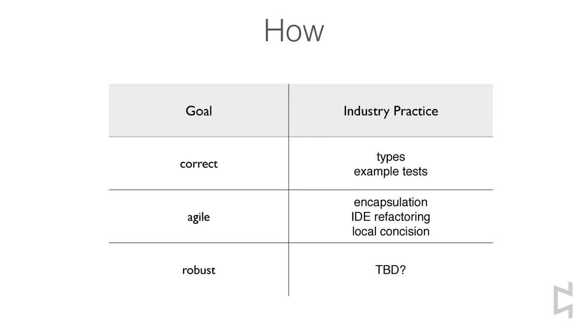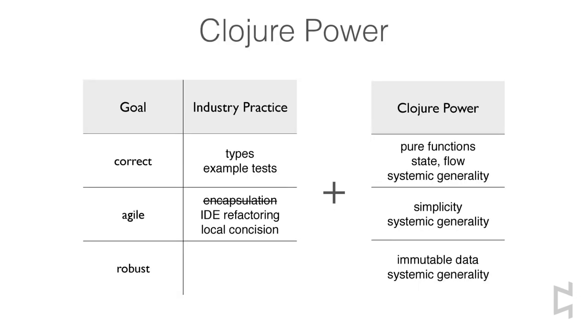And then, you know, we don't really know how to make systems robust yet, so I'm going to leave that space blank for the moment. Now, Clojure adds some ideas to this mix. If you want to write correct programs in Clojure, there's a story about using 99% pure functional idioms and about using Clojure's state model.